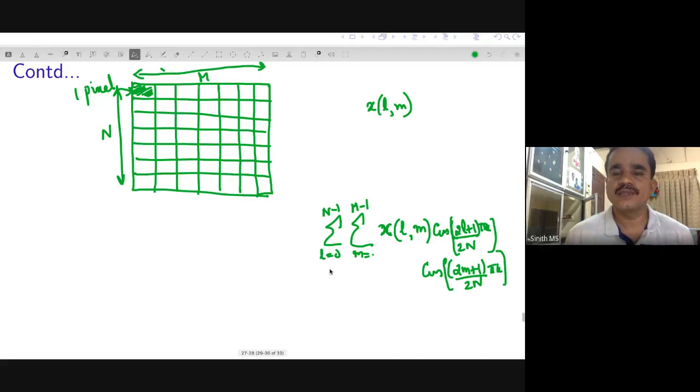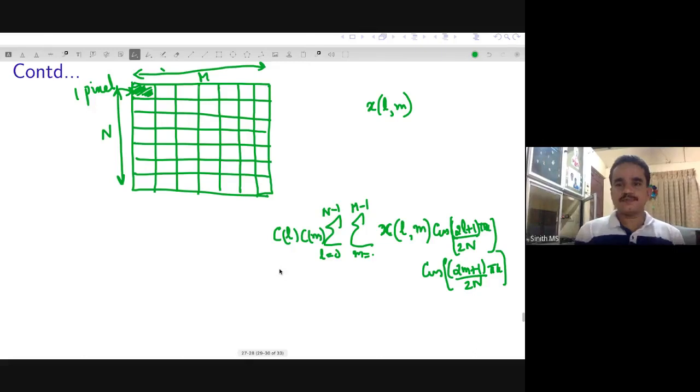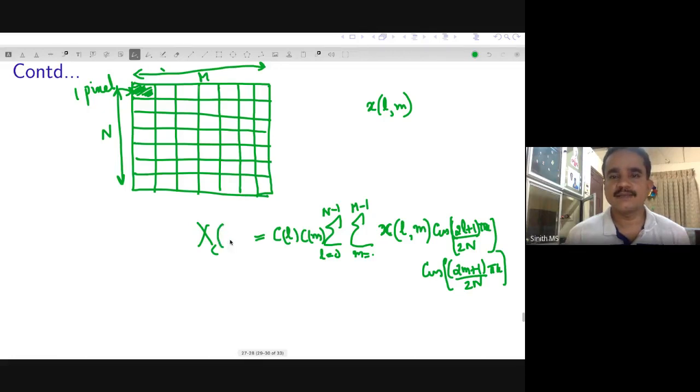So if you do this, you have C_L and C_M, where they become 1 by root 2 for L equal to 0 and M equal to 0 respectively. So in this way you can find the discrete cosine transform for two dimensions, where X can be say u and v. You can find a corresponding inverse for the inverse discrete cosine transform also.